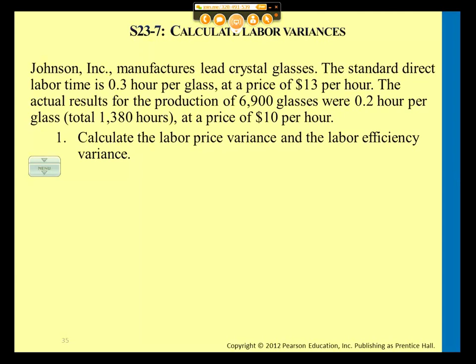All right, so what's given to us? We have standard direct labor time as 0.3 hour per glass, and we have a price of $13 per hour, and then the actual results for the production of 6,900 glasses were 0.2 hour per glass, total 11,380 hours, at the price of $10 per hour. So what we want to do is calculate the labor price variance and the labor efficiency variance, and the formulas, I hope we remember, right? Okay, so really quick, 2 lines calculation.